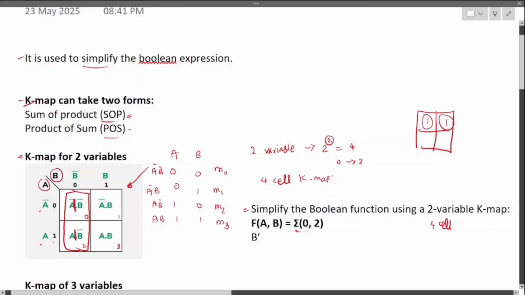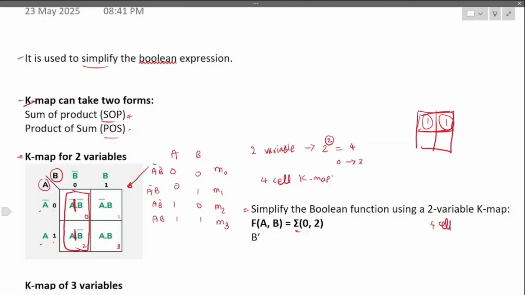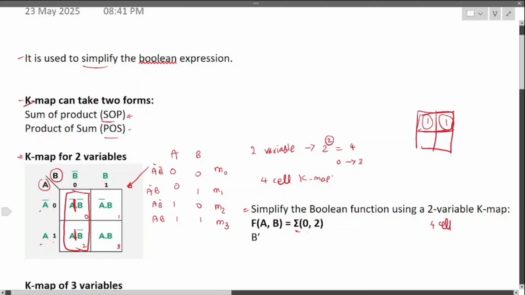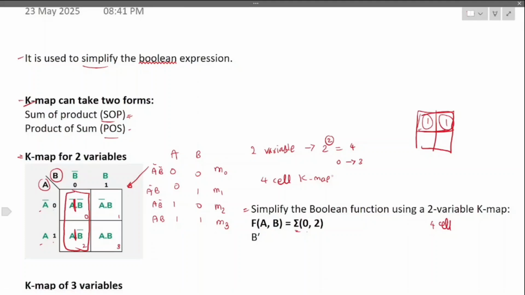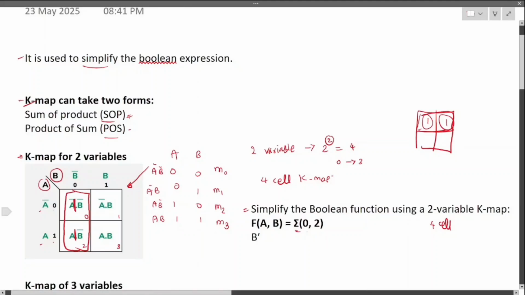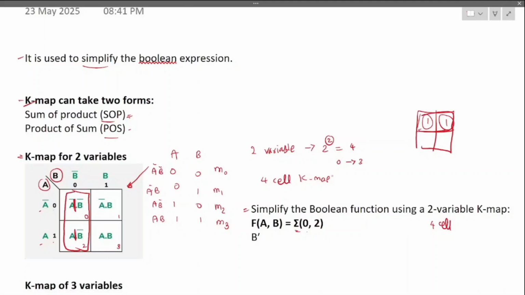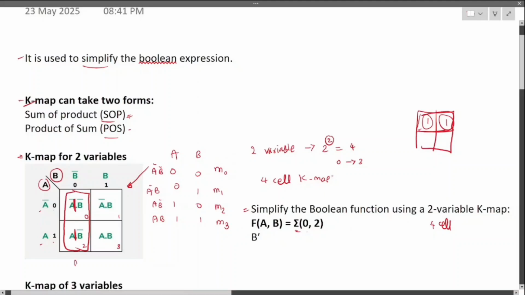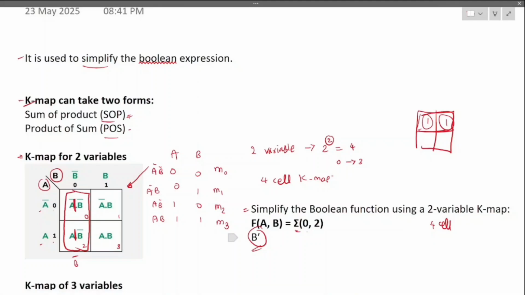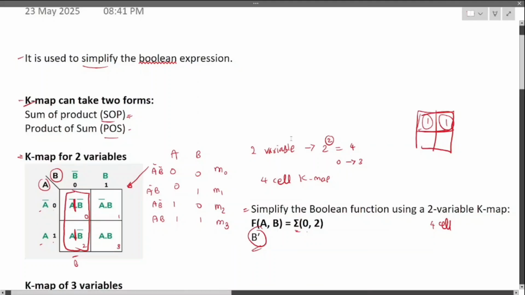If there is a chance, like here it is forming a one, right? You need to take it in the group, because the theme of the group is here A bar and A. Directly see this thing, in this box A bar is present and A is present, which means we can ignore the A. Only B bar is present. The final answer is B bar. When we see further variables like KMap of 4 variables or 5 variables, you will get the clear idea. So now let us move to 3 variables.